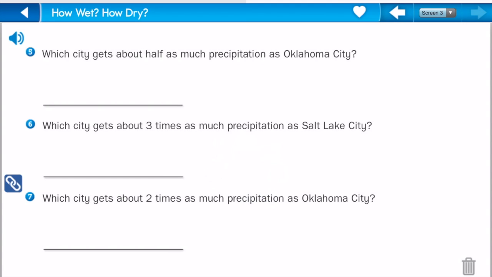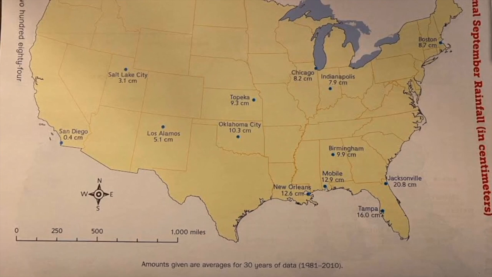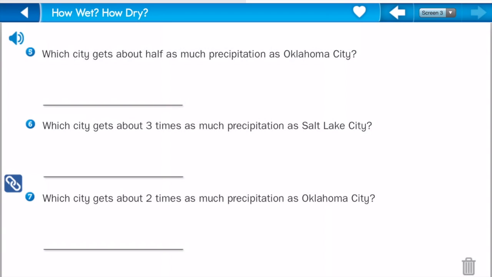Okay, which city gets about half as much precipitation as Oklahoma City, which is about 10.3. So half of 10 would be about 5. So let's look and see for a city that has about 5. I'm looking on my map, and it looks like Los Alamos has about 5.1 centimeters. Los Alamos.